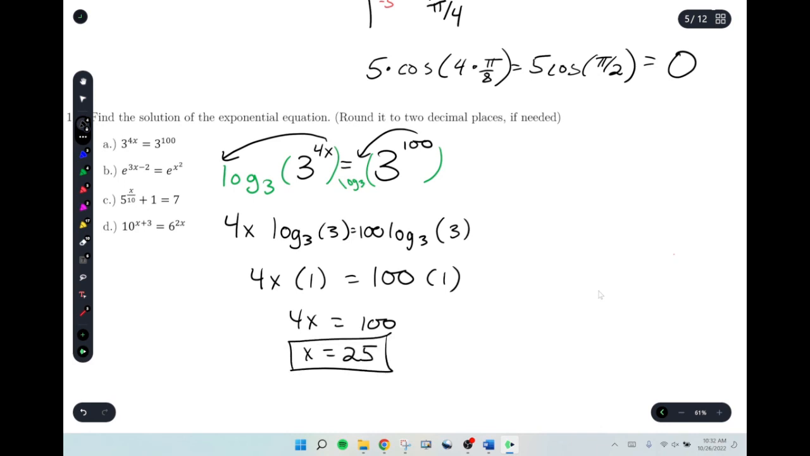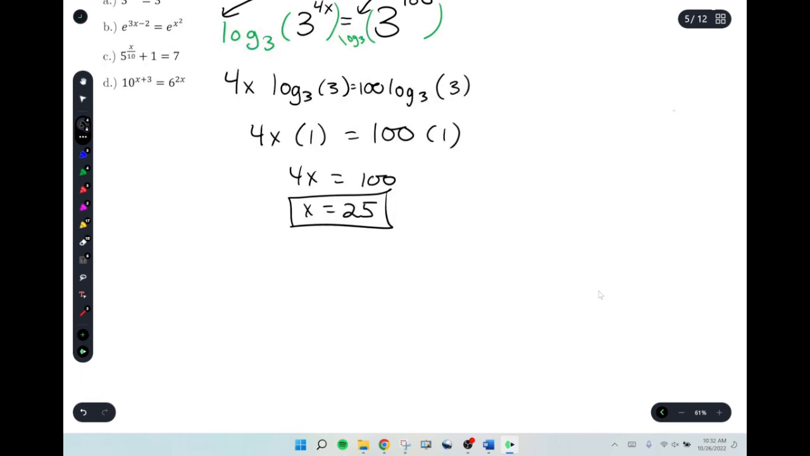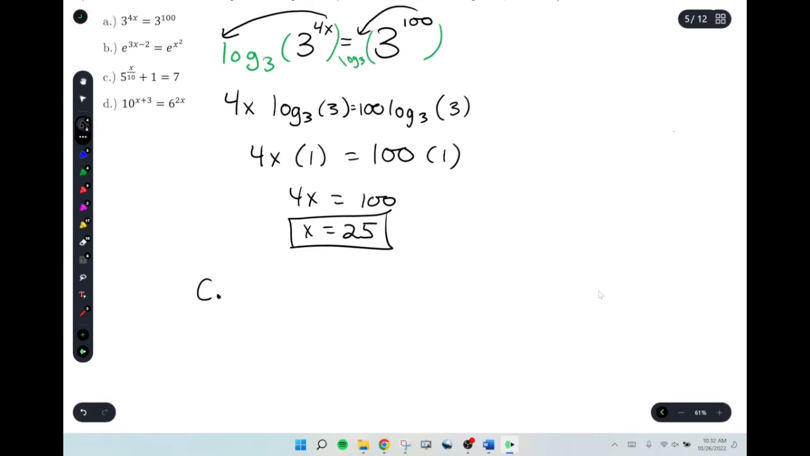Sure thing. What I'm concerned about is C and D look difficult. C and D look difficult? Let's check it out. Let's try C. Ooh, D does look difficult. Let's do both of them. Those look fun. Here, let's do C.